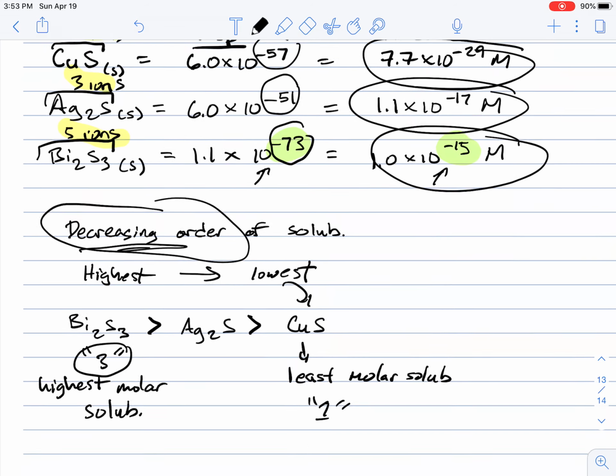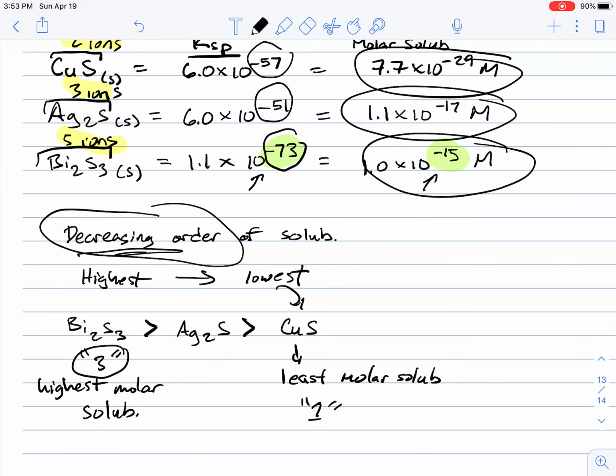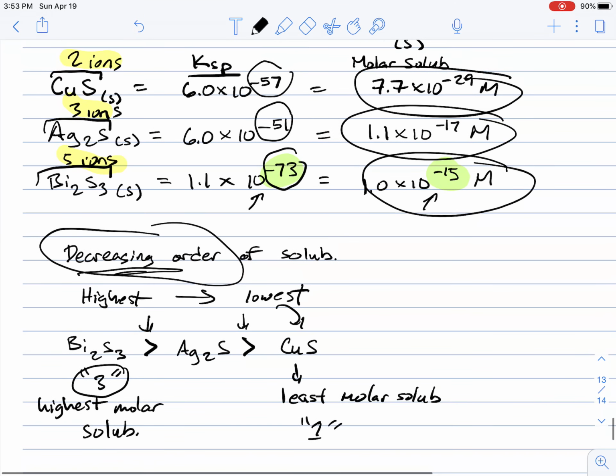Okay. And I'm putting these inequalities to demonstrate how the values compare relative to each other. So times 10 to the negative 15 is bigger than times 10 to the negative 17. Times 10 to the negative 17 is larger than times 10 to the negative 29.